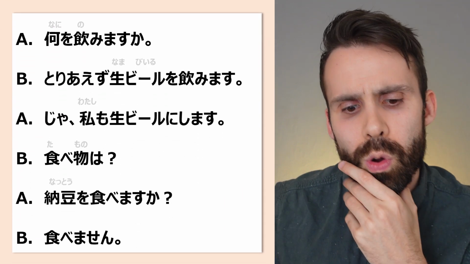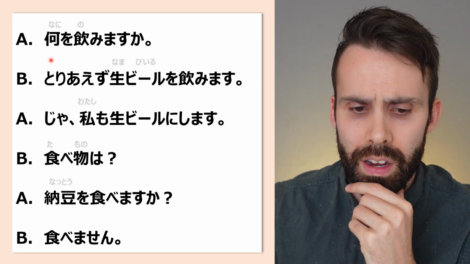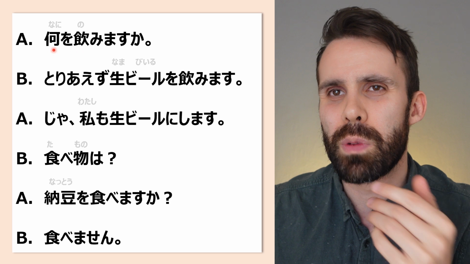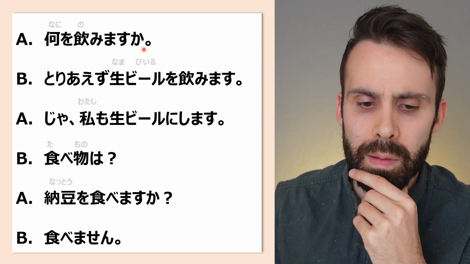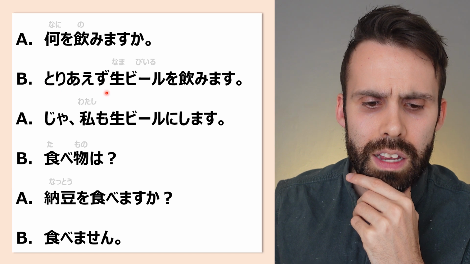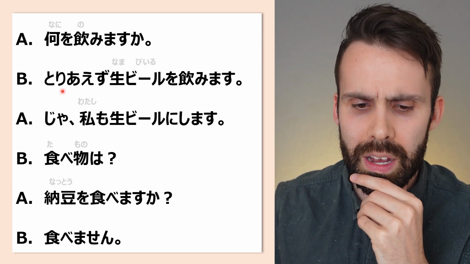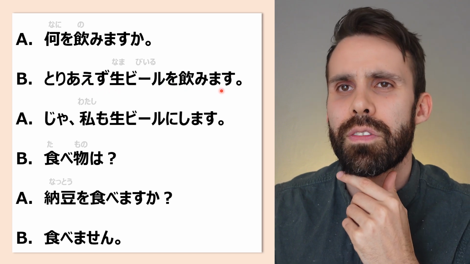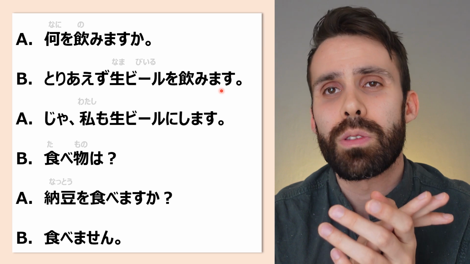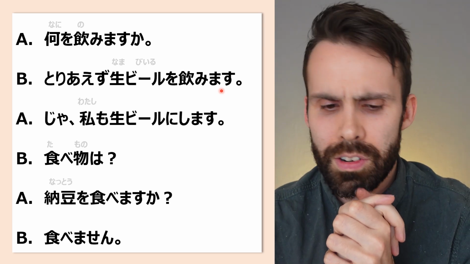But let's move on to an example dialogue. So, 何を飲みますか? So what are you drinking? 何を飲みますか? Or what will you be drinking? とりあえず生ビールを飲みます. So とりあえず for now. とりあえず生ビール so draft beer. とりあえず生ビールを飲みます. So for now I will drink a draft beer. And this is a very common phrase maybe in Japan. You can also just say とりあえず生で to get your draft beer for starters.